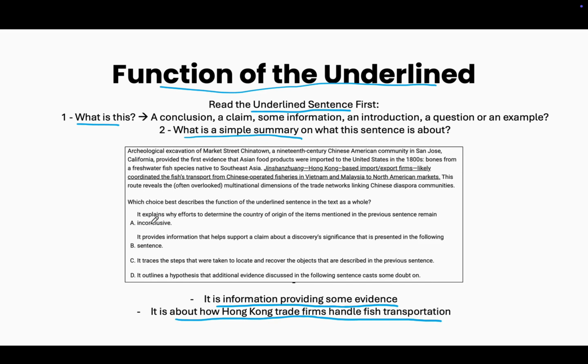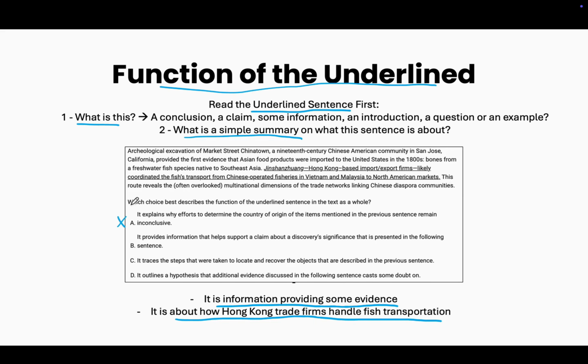Choice A. It explains why efforts to determine the country of origin of the items mentioned in the previous sentence remain inconclusive. So the underlined sentence does not explain inconclusive efforts. It gives information providing some evidence. So this is wrong. Choice B. It provides information that helps support a claim about the discovery's significance that is presented in the following sentence. I guess that could be true. However, we would need to read the line after the blank.